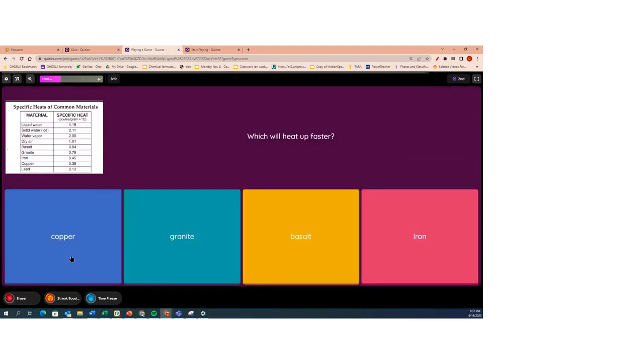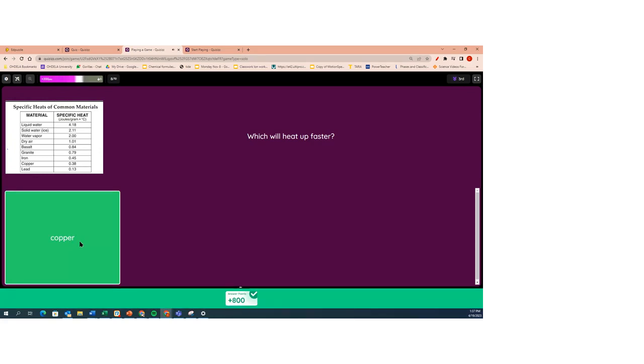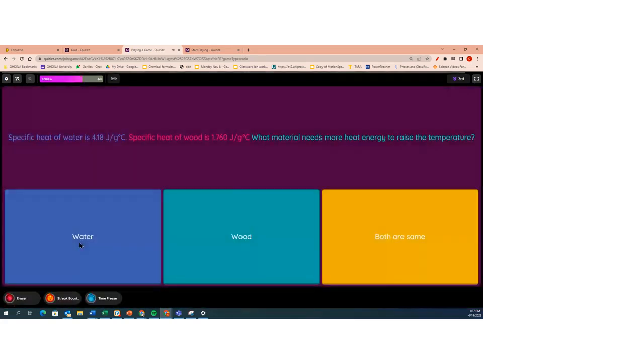Which will heat up the fastest? All right, and okay, so we have different substances. So we're looking for the smallest number to tell us which one will heat up the fastest. So we've got copper at 0.38, granite at 0.79. So copper's a smaller number than granite. Basalt, 0.84, so that is bigger than granite, and iron is 0.45. So it's copper that'll heat up the fastest. Now, copper will release less heat because it heated up quickly.